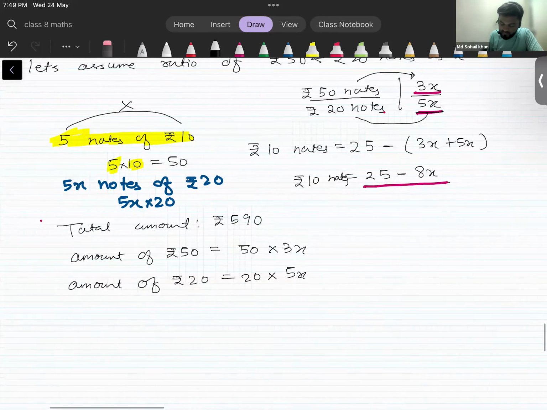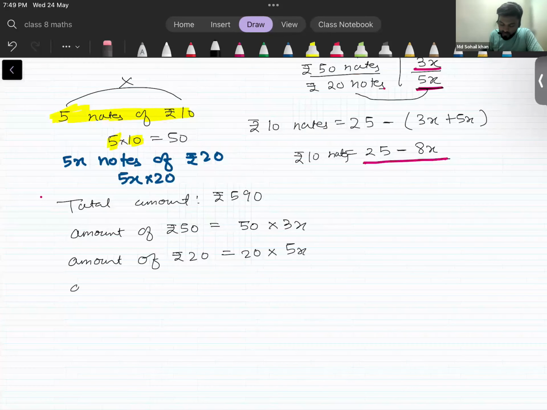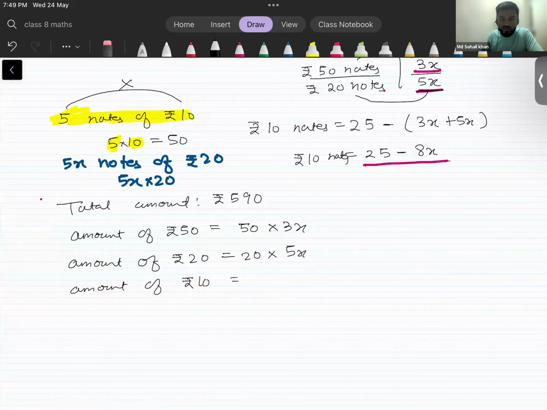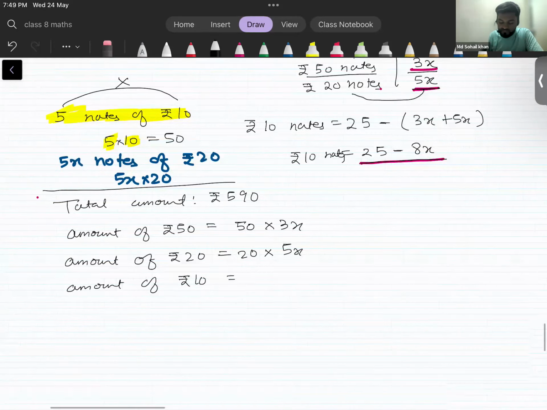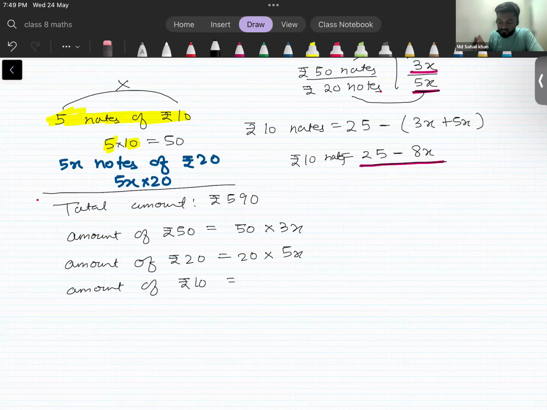Now what about the amount of 10 rupee notes? We found the number of 10 rupee notes to be 25 minus 8x. Applying the same method we used for 50 and 20 rupees, we simply multiply 25 minus 8x by 10 rupees.